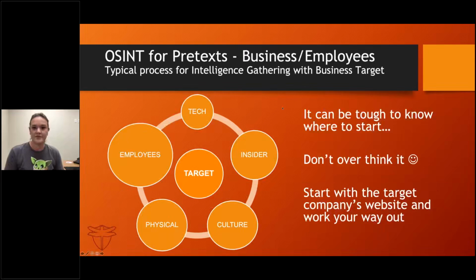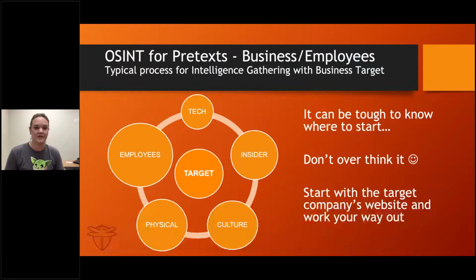So we're going to talk specifically today about OSINT for pretexts in the context of businesses and their employees. This is my typical process for gathering intelligence on a business target. So the first thing that I do when I get a target is I go to their website. That sounds really silly, but you'd be surprised, A, how much information companies disclose on their website that could give you a good starting point, and B, how many times it is just so easy to go, "I know where to go to find all this juicy information. I'm just going to bypass the website and go straight to that." So I'm going straight to all these other sources instead of going to the source.